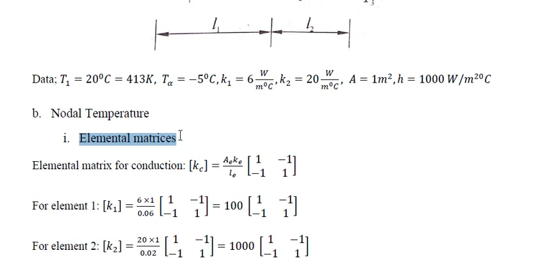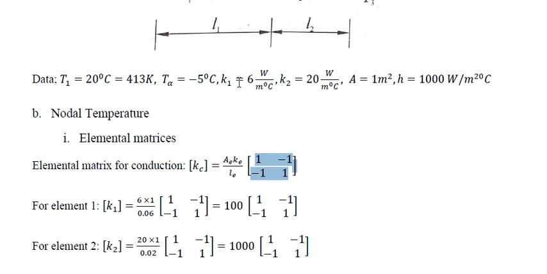As I told, the problem deals with conduction plus free end convection. There will be two elemental matrices. One is conduction matrix, AK by L times [1 -1; -1 1]. A is cross sectional area which we have assumed as 1. K is the conductivity of material. L is the length of material. The size of the stiffness matrix is 2 by 2 because the degree of freedom per element is 2.